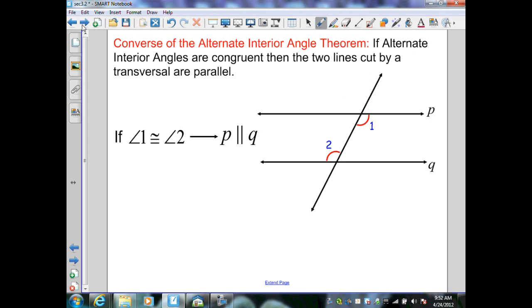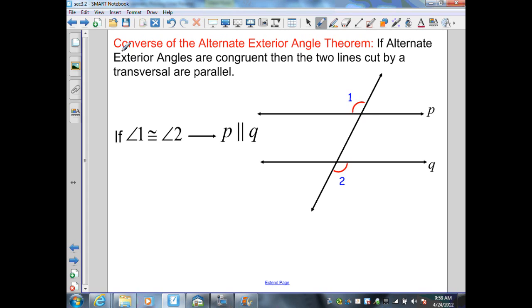The next slides are going to be very similar to the previous theorems. Here we have the converse of the alternate interior angle theorem. If alternate interior angles are congruent, then the lines cut by the transversal are parallel. Again, we have line P and Q. Here we can identify angle 1 and 2 as congruent, and they are also alternate interior angles. Therefore, by this theorem, if angle 1 is congruent to angle 2, which means alternate interior angles are congruent, then the lines P and Q are parallel.